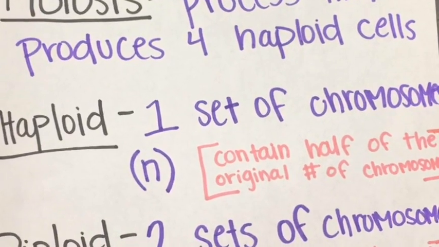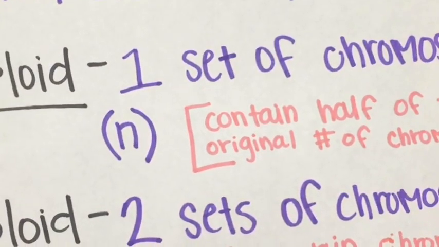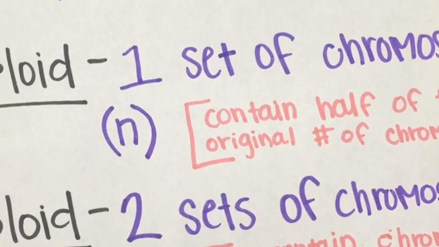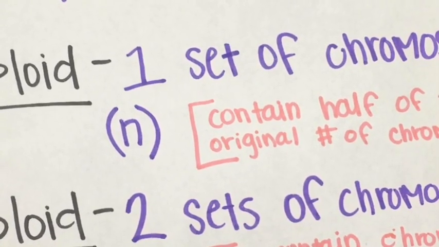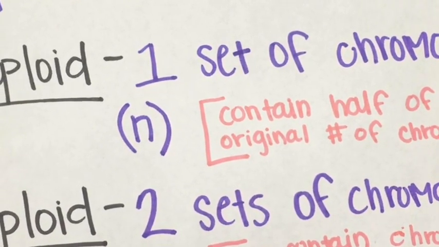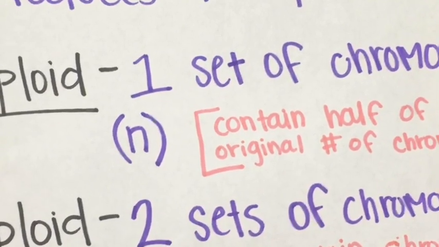Now, what are haploid cells? Haploid is represented by a little n. I've seen it on some practice questions for the state test. So haploid, every time you see it, represented by a little n, means that it's one set of chromosomes. So it contains half the number of original chromosomes.